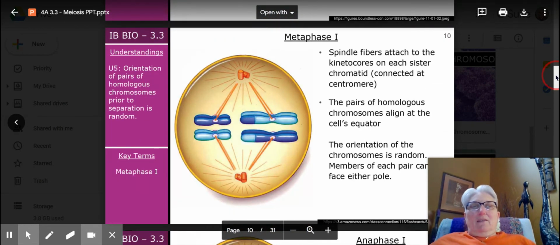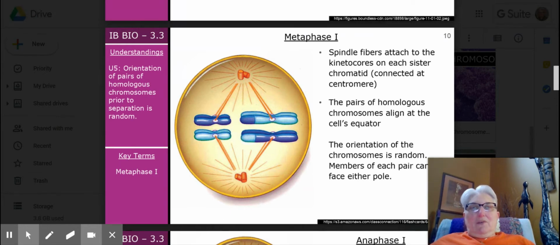All right, the next phase is metaphase 1. And remember, we've got to indicate whether we're talking about 1 or 2, because there's a bit of a difference. We see our spindle fibers have formed. We have our pairs of homologous chromosomes that align along the midline, right? Metaphase, M, middle, that's how I always remember them.